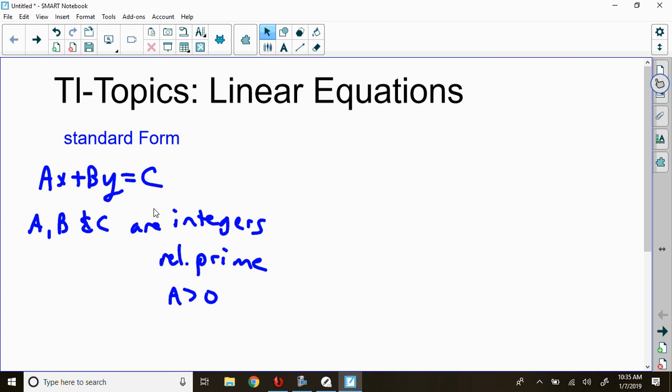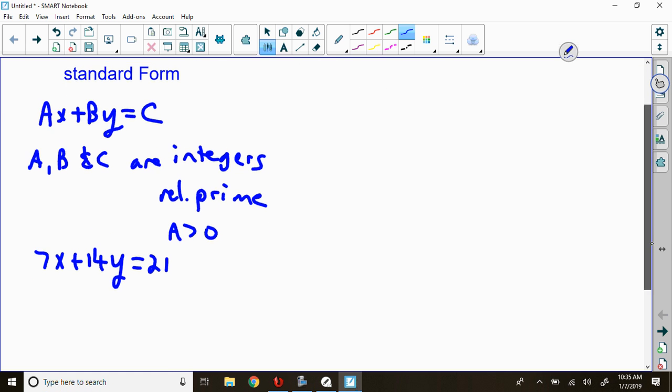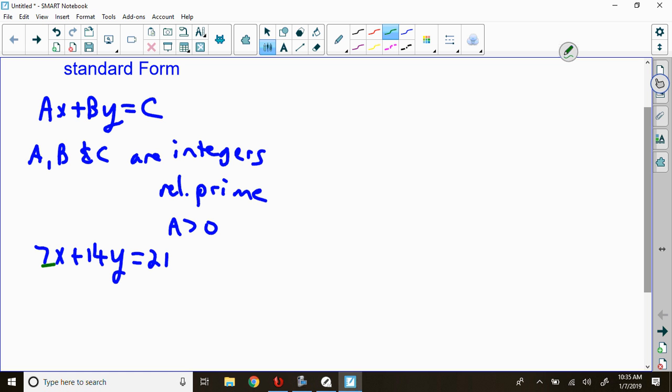If I didn't put those stipulations on it, we could have a lot of different standard form equations that are all equal. For instance, the one I used in my morning class today, 7x plus 14y is equal to 21. Although that looks to be in standard form, our A and our B and our C, they're 7, 14, and 21. Those are integers. A, 7, is positive. But those numbers are not relatively prime. 7, 14, and 21 are all divisible by 7.